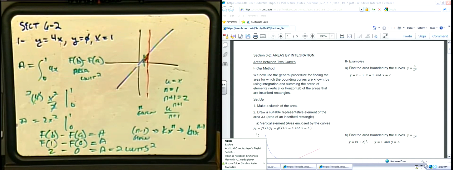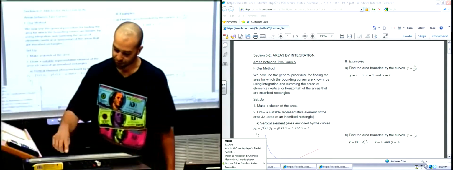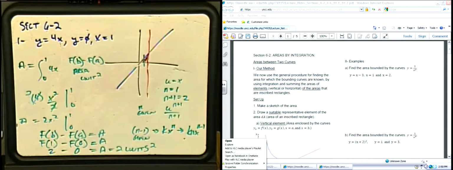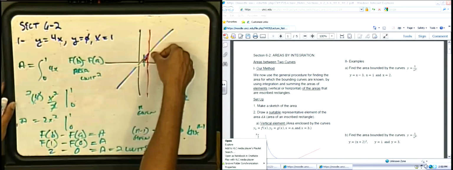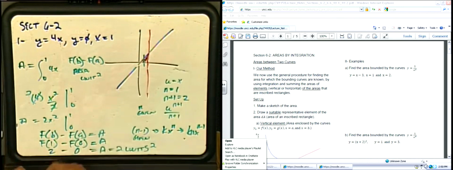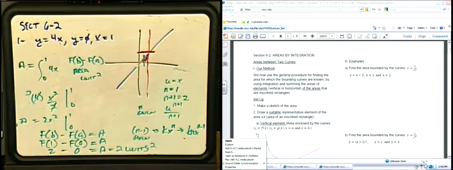Okay, that completes this one. Next, I will do a horizontal. I will do one where the upper limit does not remain the upper limit. It might change to the lower limit. In that case, you have to do a horizontal integration.